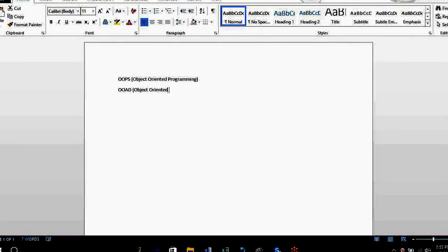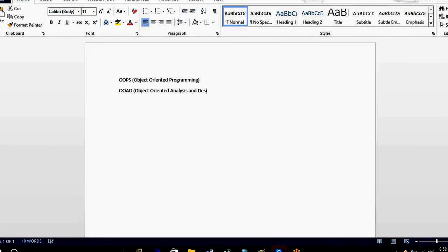And then the business analysts, as part of this, actually do OOAD. What does this mean is object-oriented analysis. Object-oriented analysis and design.